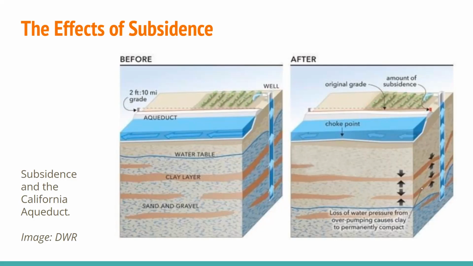In the drought of 2012 to 2016, the Friant-Kern Canal lost about 40% of its capacity in some of their stretches. Not the whole thing, but in some of their stretches. And the California Aqueduct lost 20% in some of their stretches.